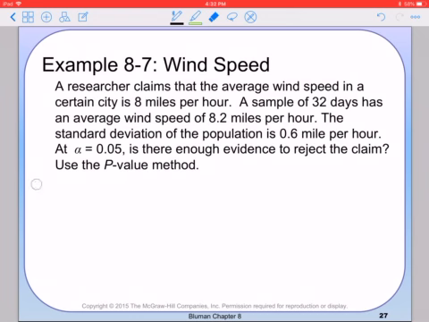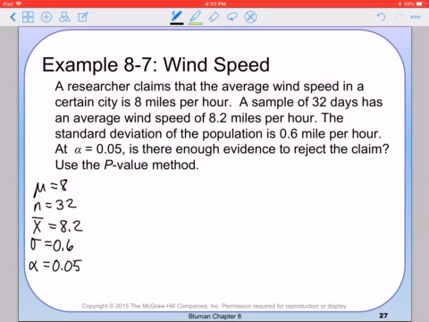So here we go. Mu is 8, n is 32. The wind speed for our sample was 8.2. The standard deviation of the population is 0.6 miles per hour. We've got alpha equals 0.05, which is really nice because that's what we had last time. And they want to know, is there enough evidence to reject the claim? Use the p-value method.